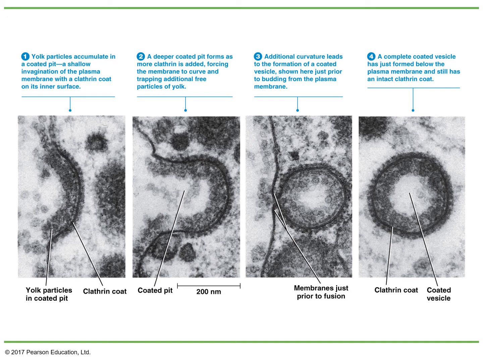In step 3, additional curvature eventually leads to the formation of a coated vesicle. This coated vesicle will eventually bud from the plasma membrane, and a complete coated vesicle is just formed just below the plasma membrane in step 5 with an intact clathrin coat.